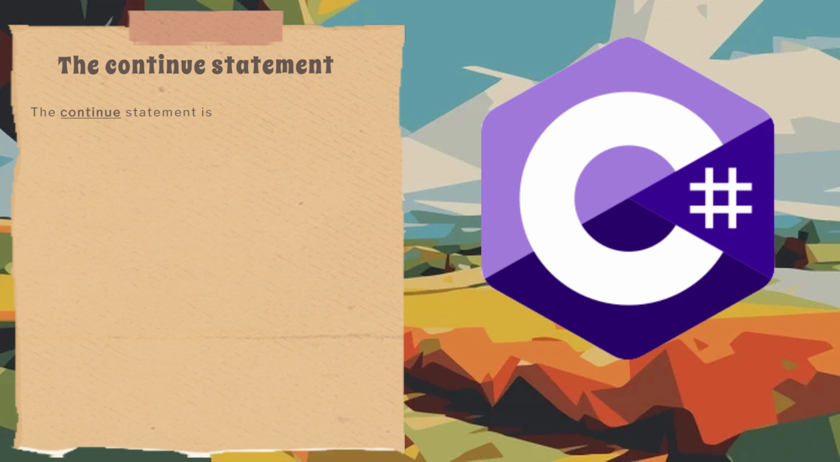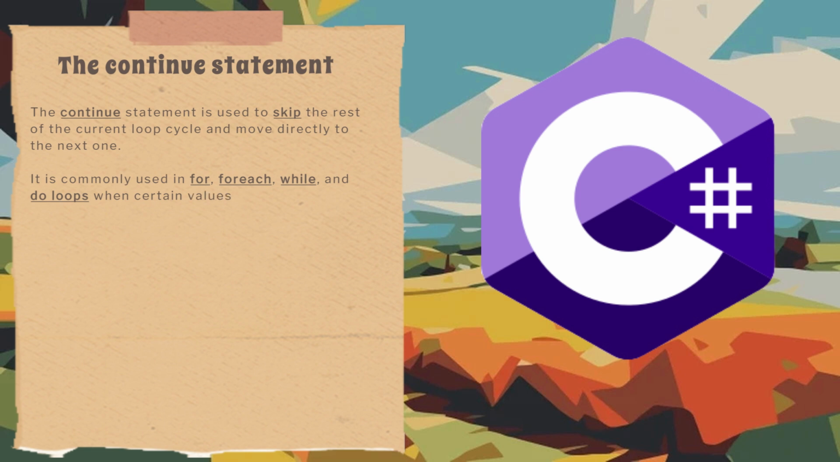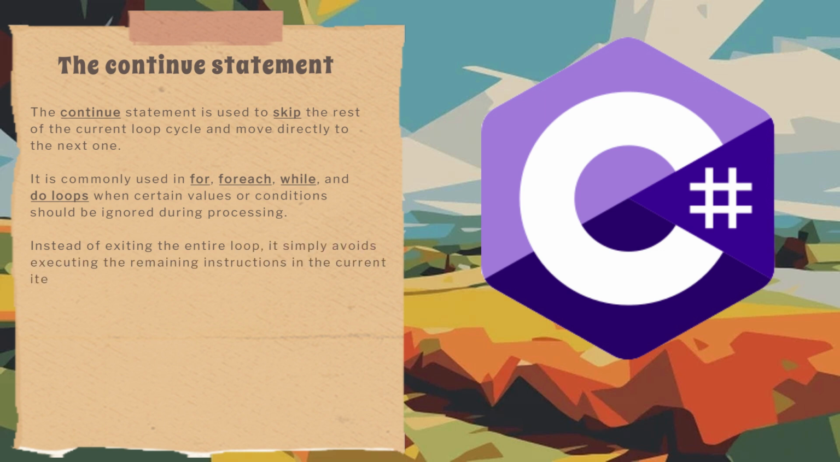The continue statement is used to skip the rest of the current loop cycle and move directly to the next one. It is commonly used in for each, while, and do loops when certain values or conditions should be ignored during processing. Instead of exiting the entire loop, it simply avoids executing the remaining instructions in the current iteration.